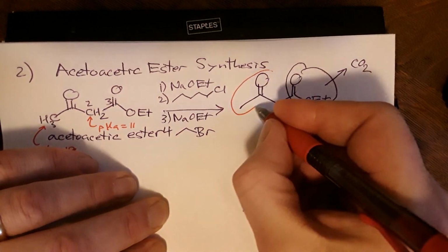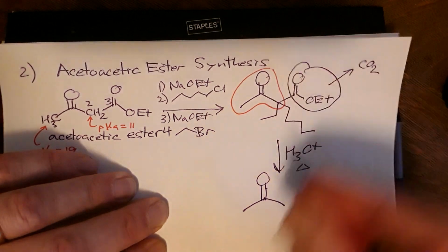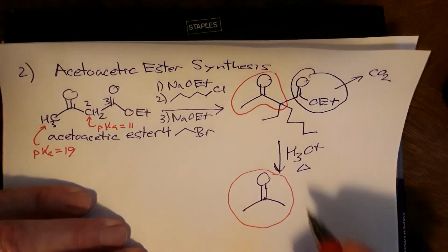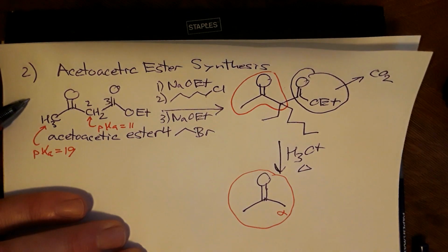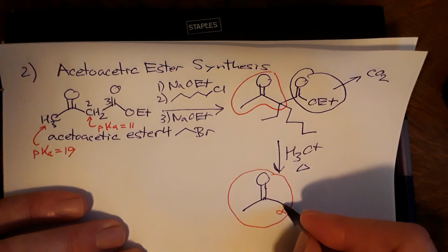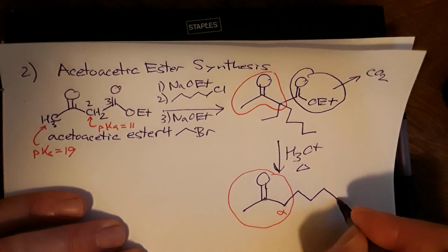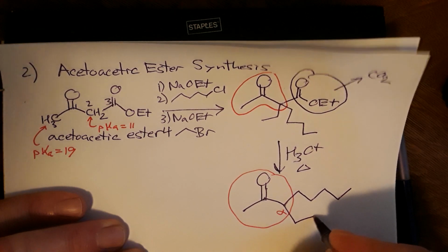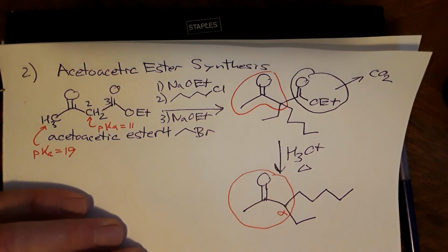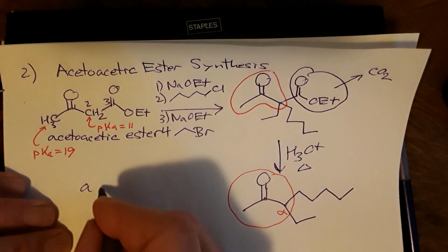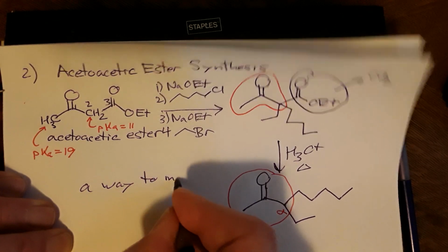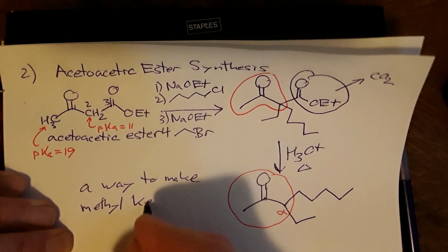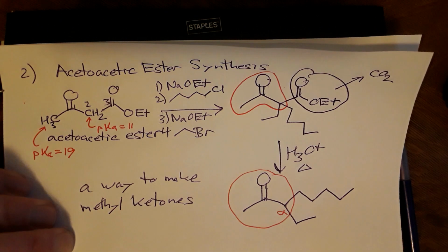Again, here are the 3 carbons that have come from our original acetoacetic ester. And then onto this alpha carbon we have added a 1, 2, 3, 4, 5 carbon chain, and we have added also a 1, 2 carbon chain. So this is a way to make methyl ketones. Let's have you make one.